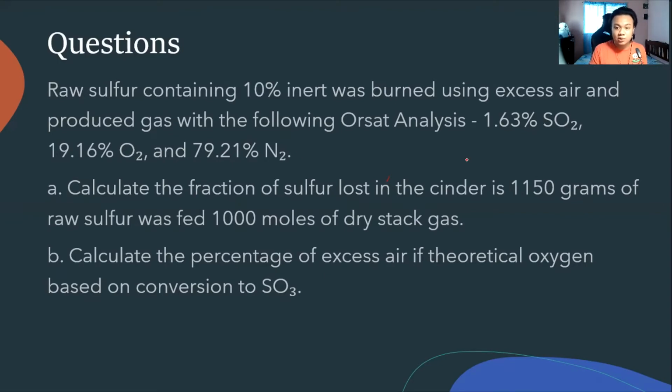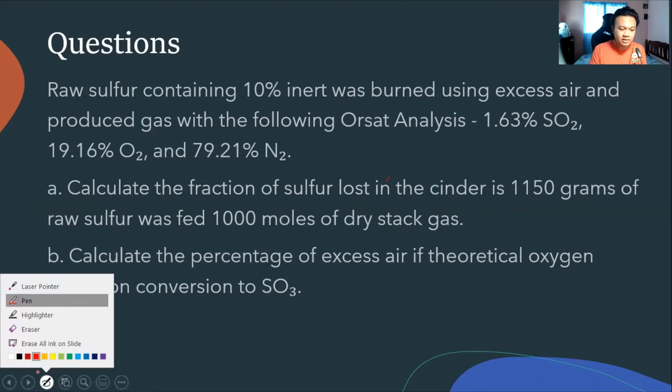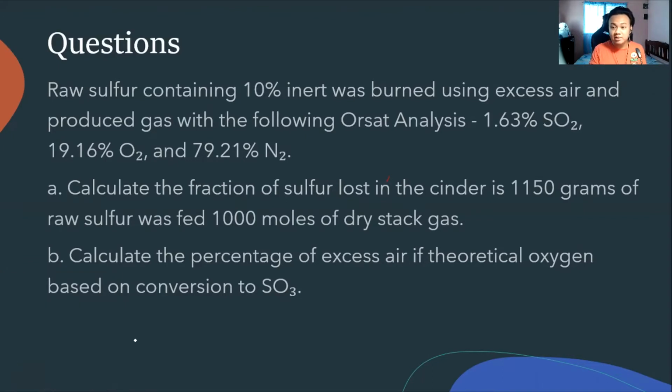So this is different from what we have solved from the previous videos, because we were solving carbon-based fuels. Now we are burning sulfur-based fuels, but the purpose of burning this sulfur is to produce SO2 and then oxidize it further to produce SO3, or sulfur trioxide, and then dissolve it in water, so it will become sulfuric acid.